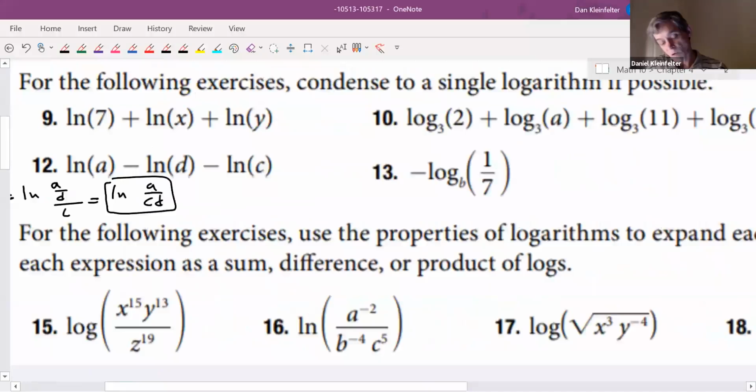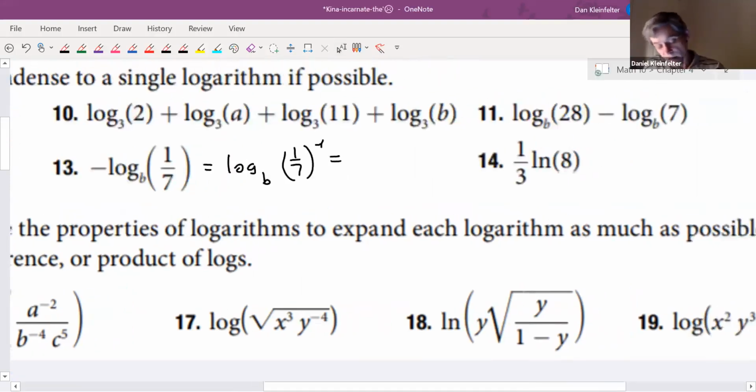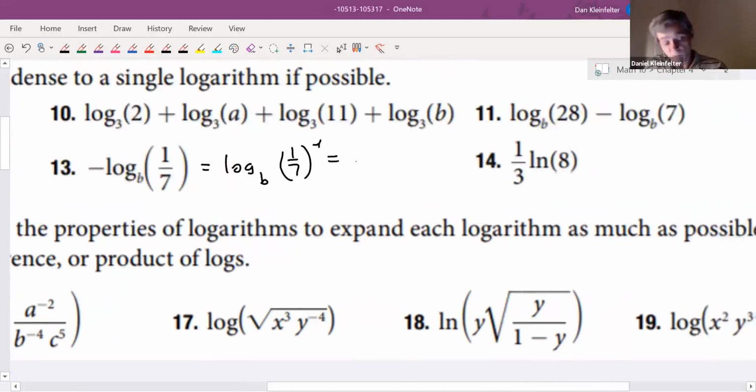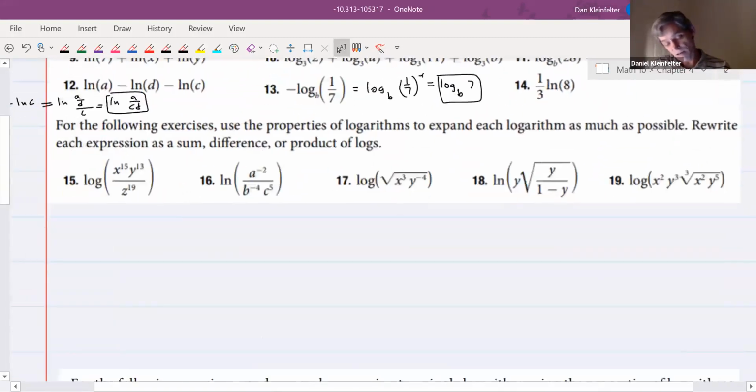Okay, one with a minus sign in front, that looks pretty neat. Log base B of 1/7. I'll call that log base B of 1/7 raised to the -1 power. And that -1 power is going to make it a reciprocal of the 1/7, right? So we'll have log base B of 7. All right, so there we've rewritten it as a single logarithm.